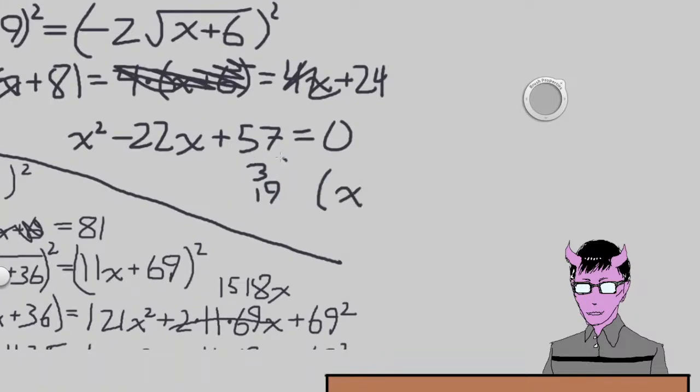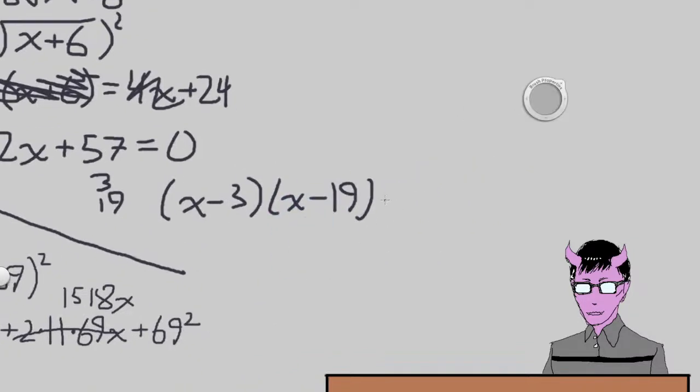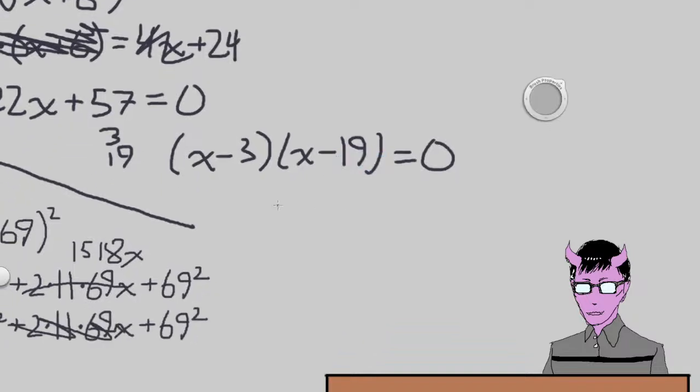All right, so here we go. We have x paired with the 3, and then x paired with the negative 19. Both signs are the same, both are negative. So there it is, equal to 0. Thus we have two solution candidates. We have positive 3, and then we have positive 19.